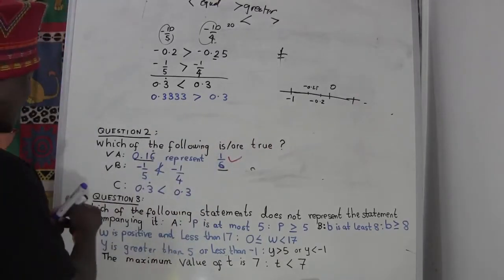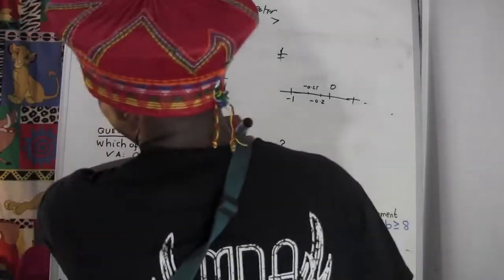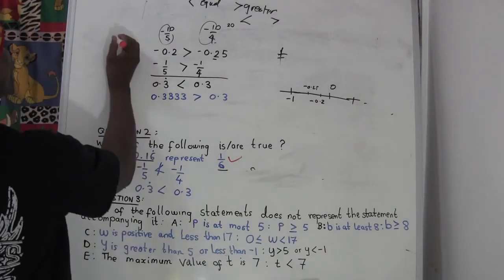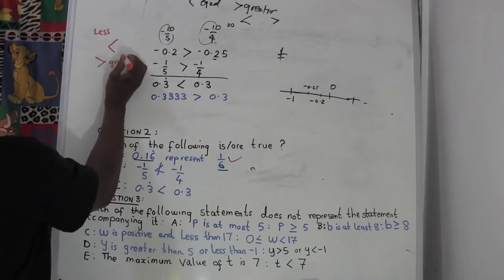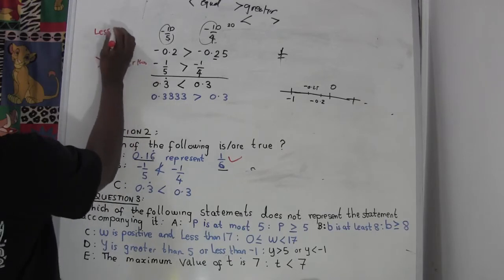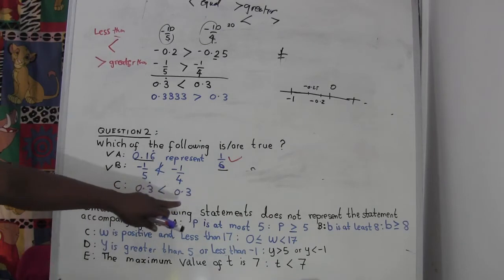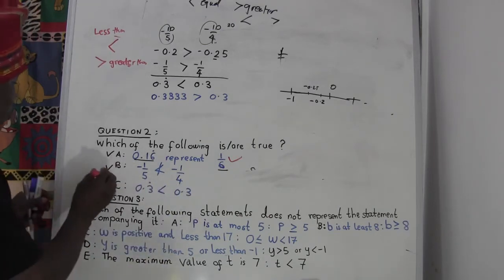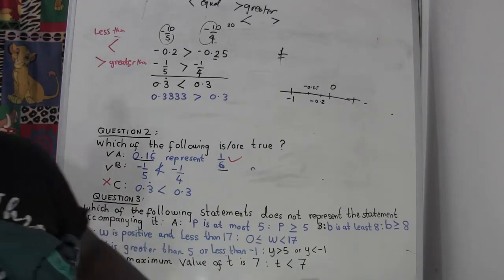So what does that mean? This is not true because they say this is less. When it's on the left, it means less. Like I say here, this sign represents less than, and this represents greater than, and this is less than. Oh wow! So in that case, this is greater than that, and they say this is less than. So it's not true. You know what I'm saying? So this option is not true. So for this question 2, our options are 1 and 2.